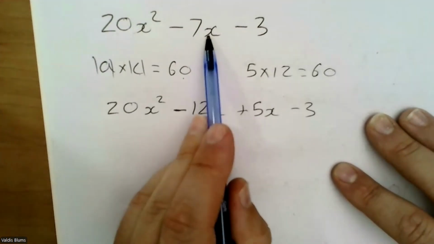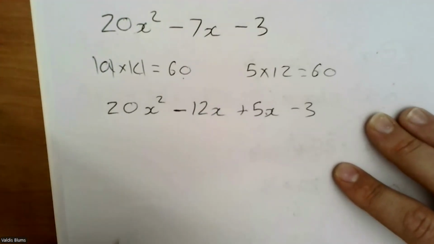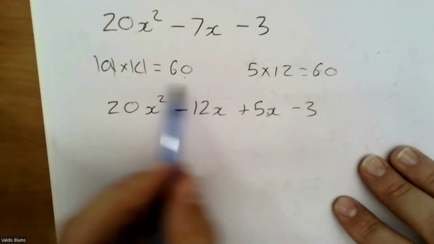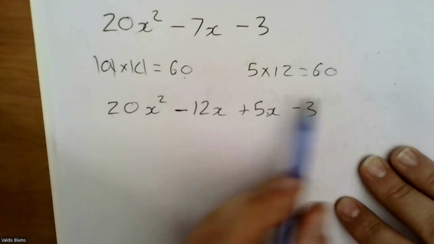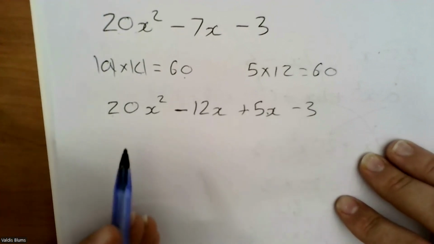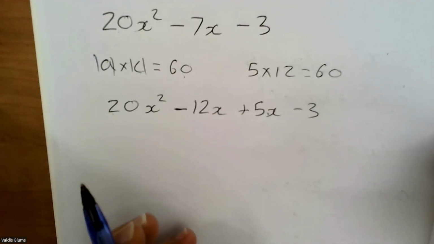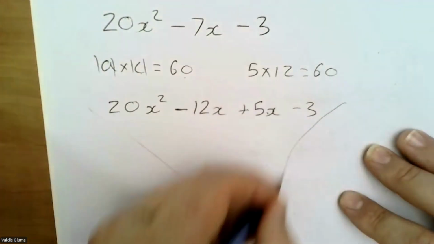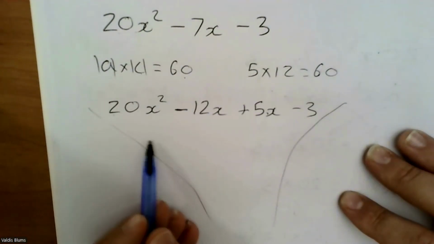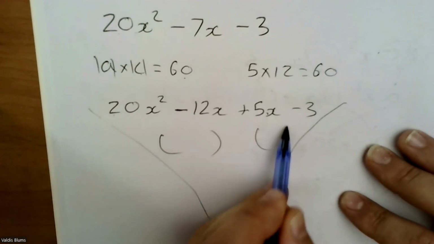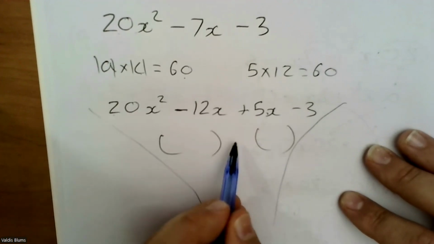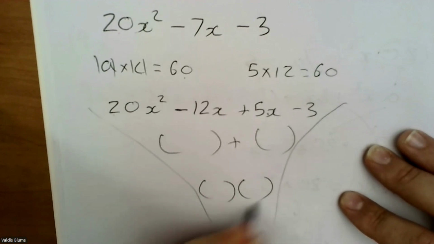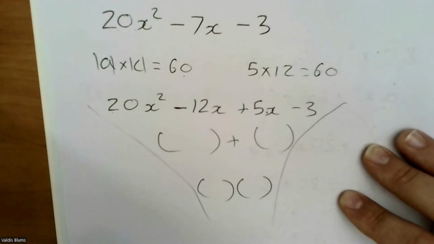Now, I've decomposed this into two terms. What I want to do now is find a common factor of the first two and a common factor of the second two. So I'm trying to now factorize this. If this is a funnel, I'll get factorized out of the first two, factorized out of the second two, with an addition between the two things, and then I'm going to have a completely factorized form at the end in the final step.